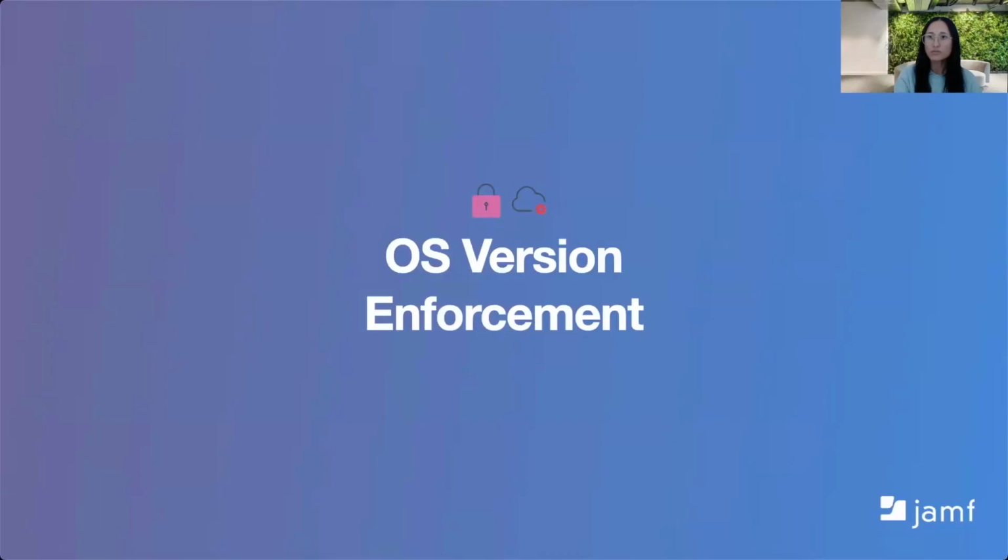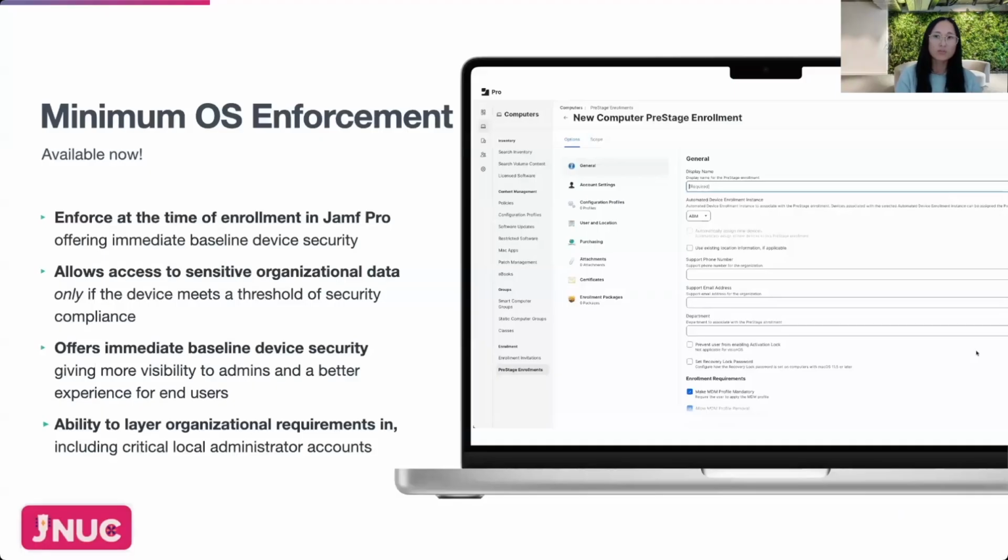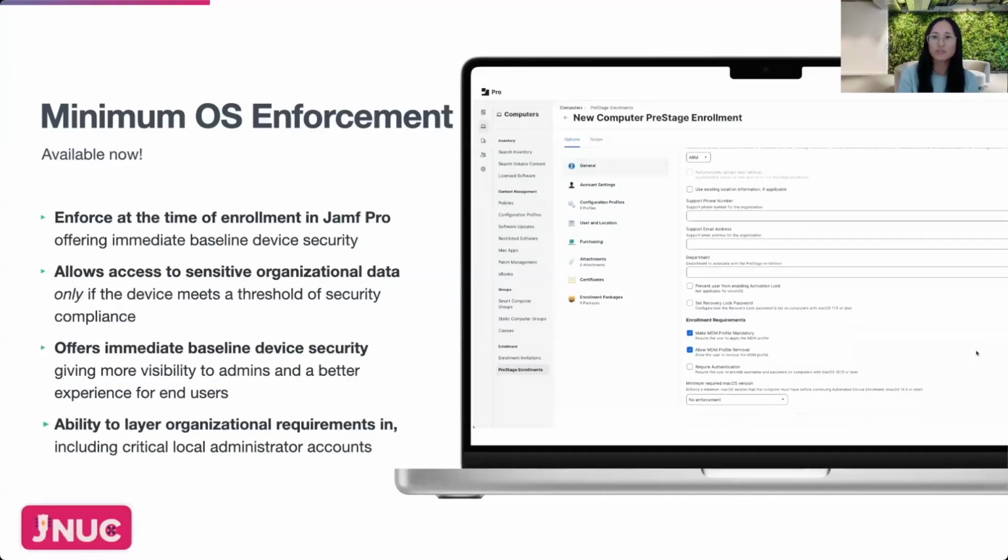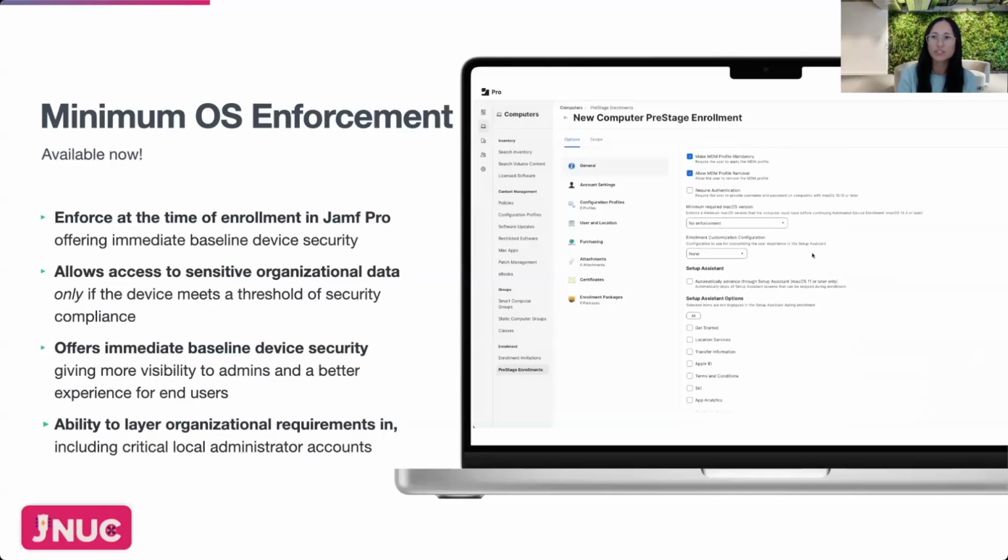Starting off, we will talk about how to ensure devices meet minimum operating system standards for security and compliance in your environment. Available now with Jamf Pro, we have the ability to enforce a minimum OS version at the time of enrollment. When admins enroll computers and mobile devices with Jamf Pro via automated device enrollment, a pre-stage enrollment can be used to specify a minimum operating system version the device must have before continuing into Jamf Pro.